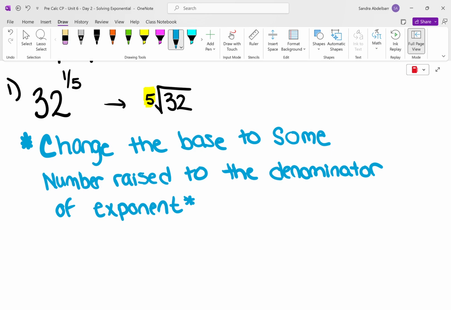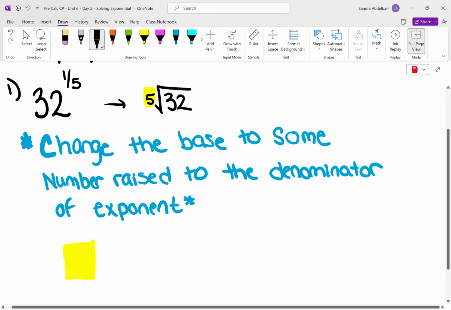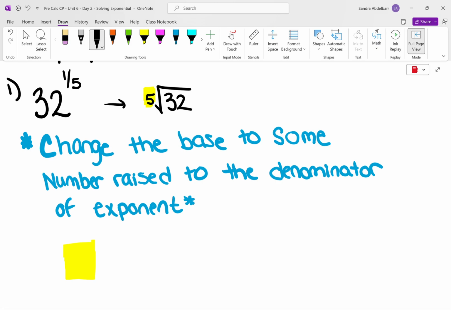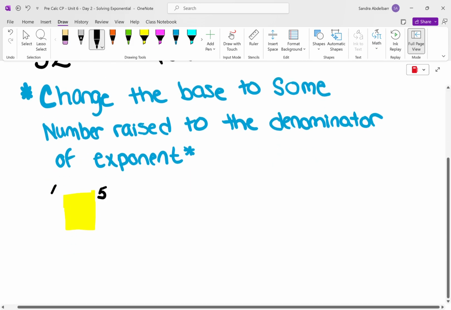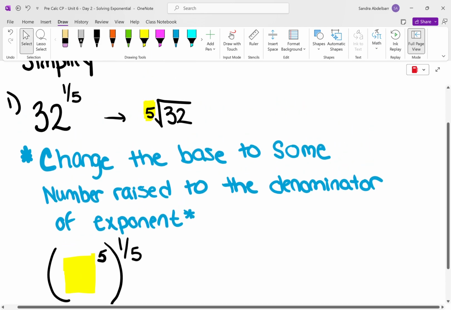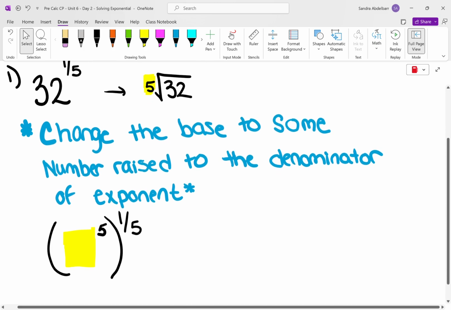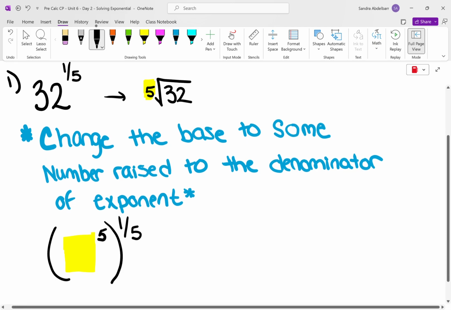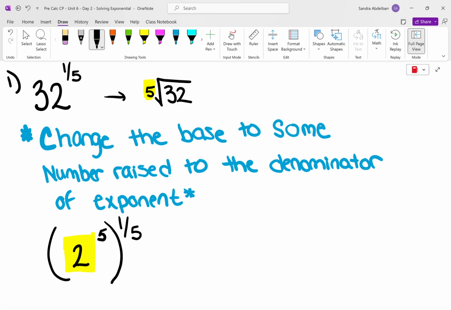Okay, what do I mean? It means I want to take 32 and make 32 some number raised to the denominator of the exponent. Well, what's the denominator of our exponent? 5. So I need to change 32 into some number raised to the 5th power, and then that's still raised to the 1/5 power. So what times itself 5 times will give me 32? 2. 2 times 2 is 4, times another 2 is 8, times another 2 is 16, times a 5th 2 is 32. So 2 to the 5th power is 32.